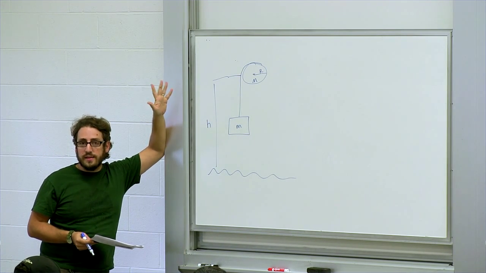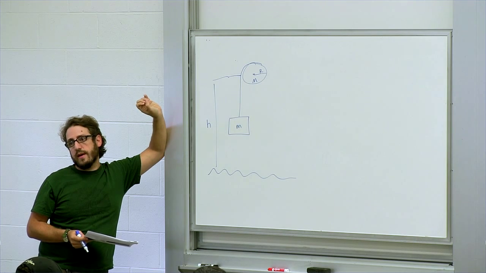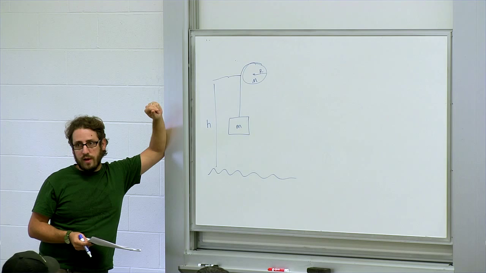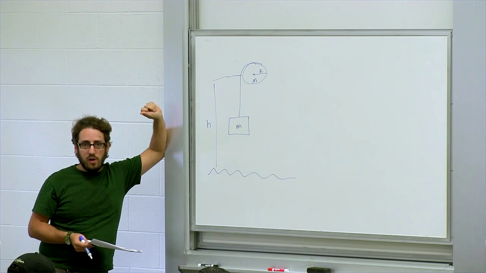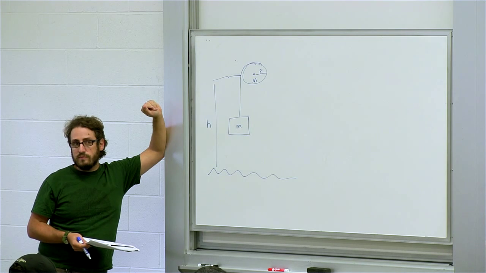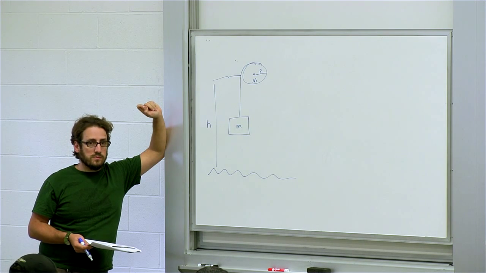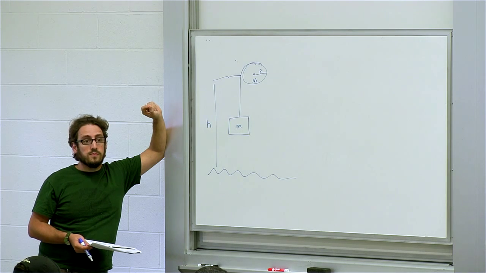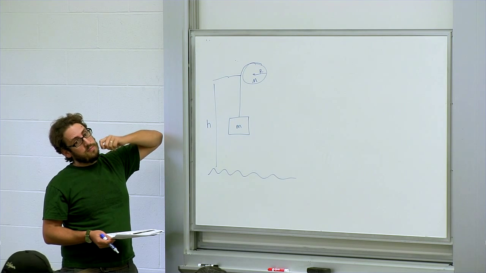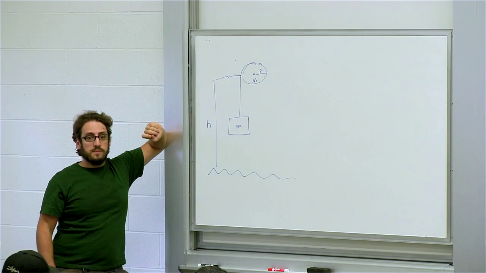Now if this was not attached to the string, what would be the acceleration of mass m? g, no big deal, just due to gravity. Why is it going to be different here? Is there another force? There's a force provided by the pulley, and that. There's a torque provided by the pulley? Well, reaction.